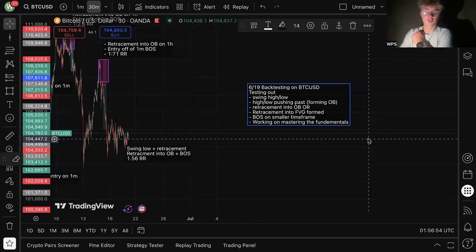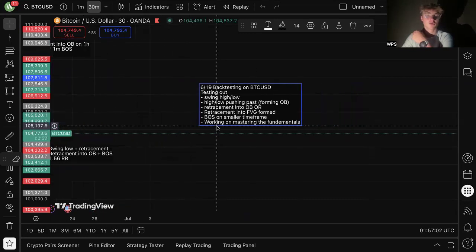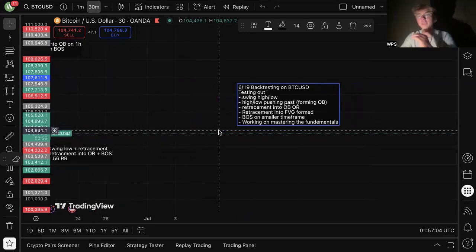All right, so today was a backtesting session on Bitcoin USD. I'm really testing out the basic part of my strategy, which is to find a swing high and low, which is a liquidity sweep, and then a higher low pushing past that, which forms the order block that I'll be looking for retracements into.